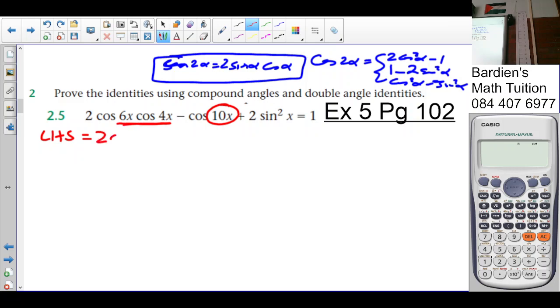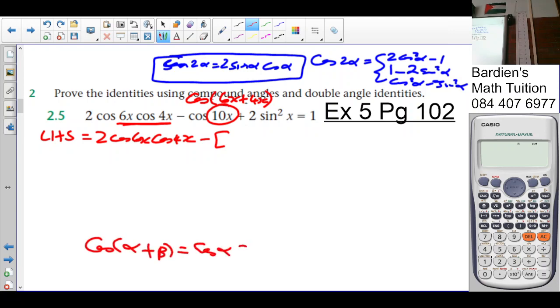Okay. So it becomes 2 cos 6x cos 4x minus the cos 10x, which can be written as cos 6x plus 4x. 6 plus 4 is 10, not so? So that's going to use the cos expansion. Cos of alpha plus beta is equal to cos alpha cos beta minus sine alpha sine beta. So in this case it will be cos 6x cos 4x minus sine 6x sine 4x.